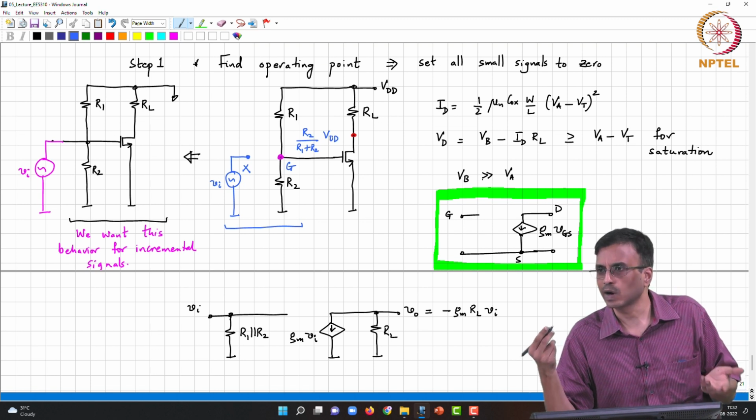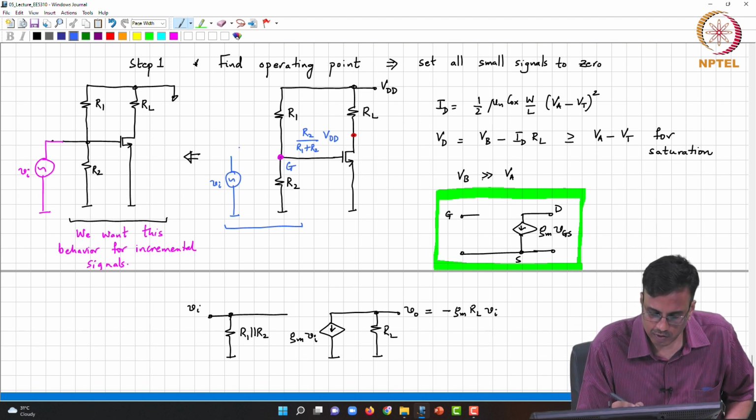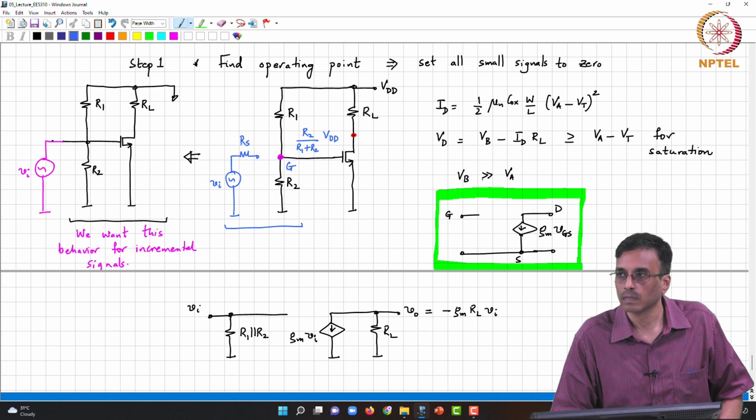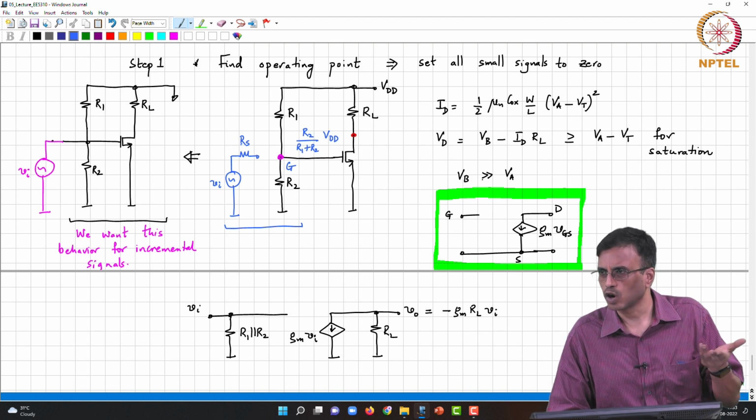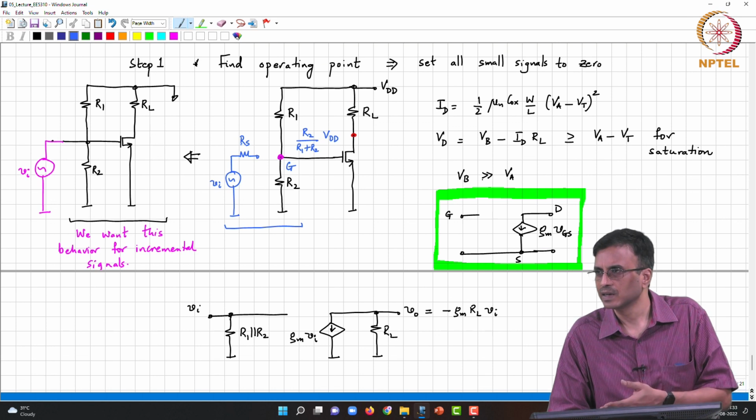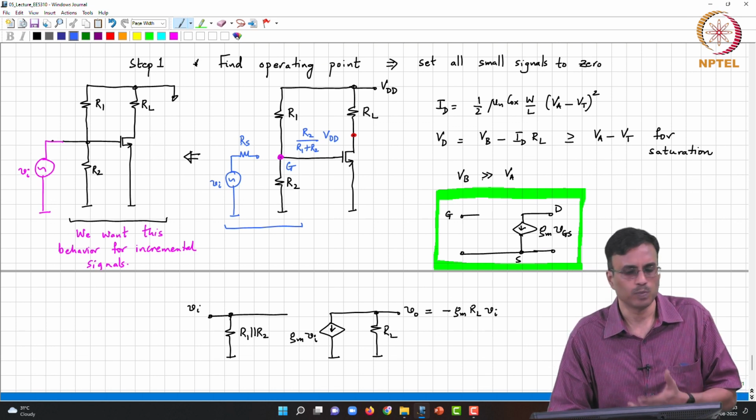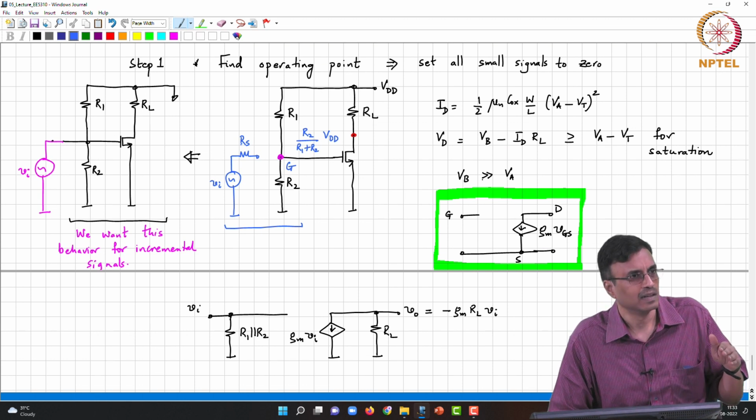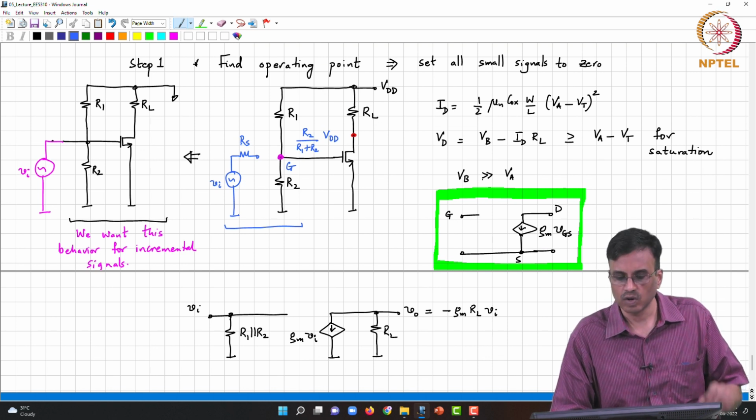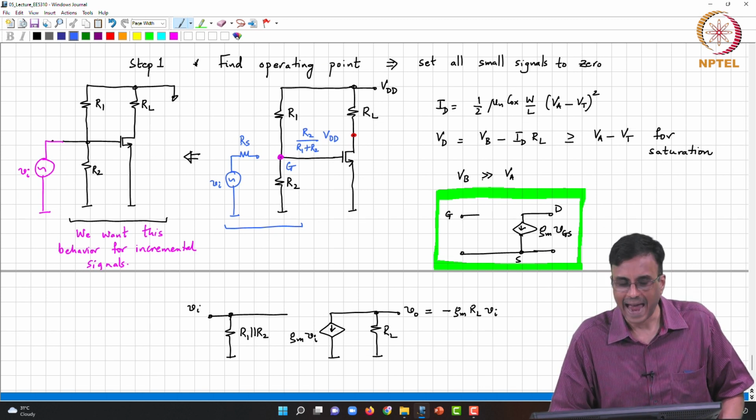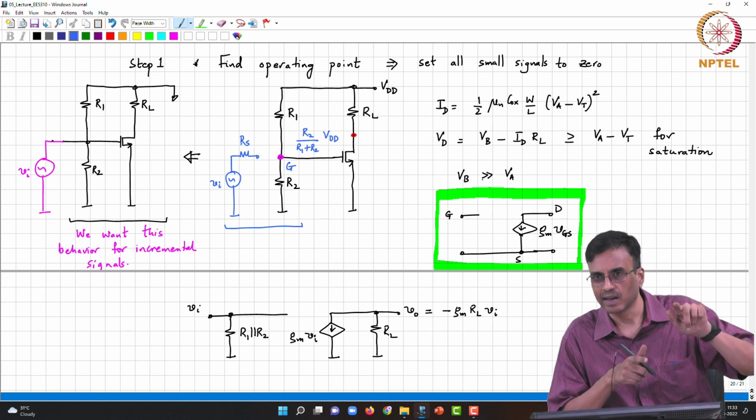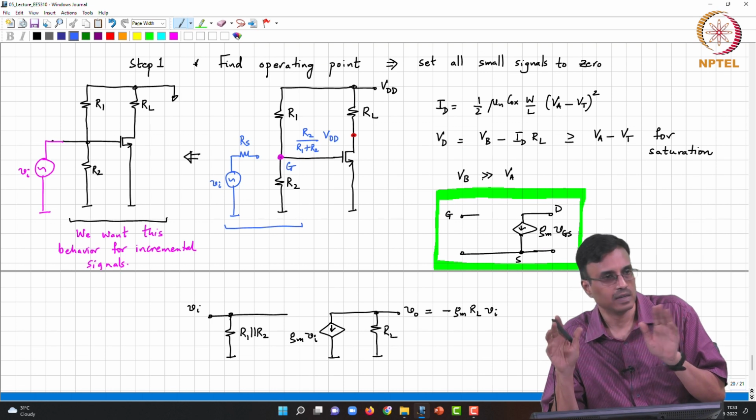If the source was not ideal, what will happen? Let us say the source had a source resistance of Rs. What will happen? Some current will flow through Rs, the voltage will drop, but it will not drop to 0. It will drop to Rs parallel R2 divided by Rs parallel R2 plus R1 times VDD. At any rate, the quiescent operating point is going to change, which is not intended, because we bias the transistor at a desired operating point, and the act of putting the incremental voltage source at the gate has changed that operating point. Is this clear? All right.